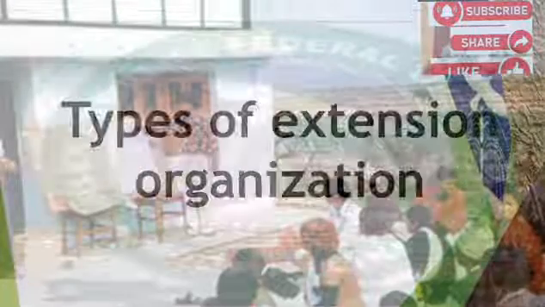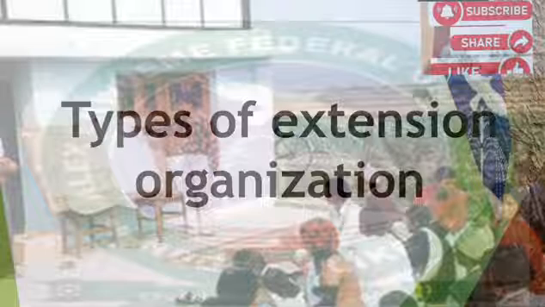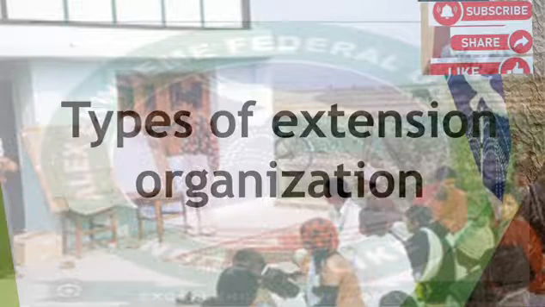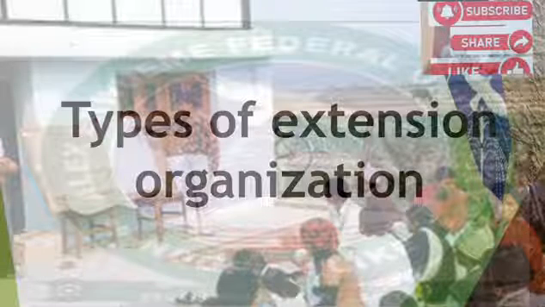An extension organization will include the following types: cooperative extension service, for example, as it is practiced in the United States of America, the ministry-based extension service, commodity-based extension service, community development-based extension service, and integrated rural development extension service.